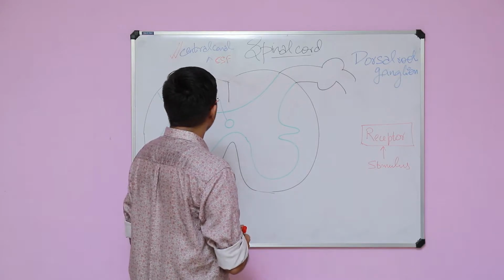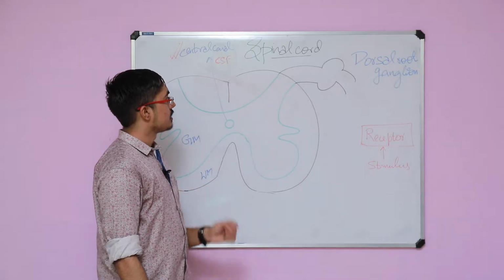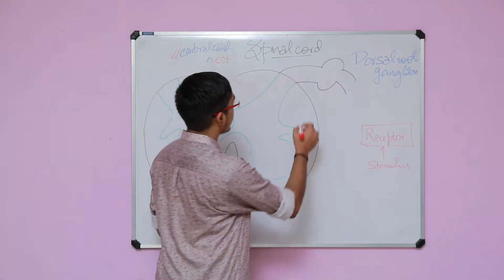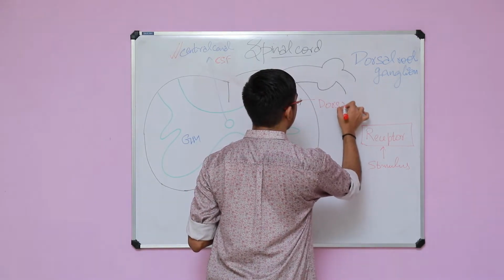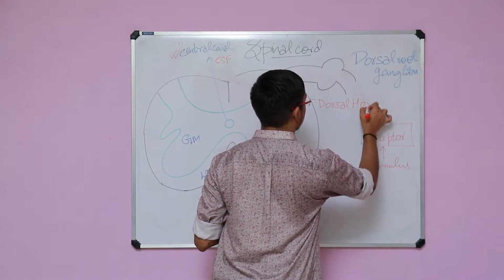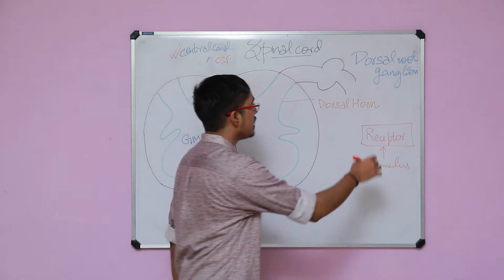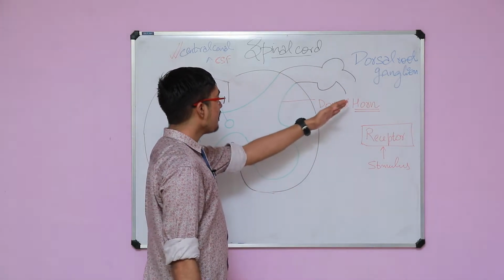Right? So if you talk about the grey matter over here, this structure looks like a horn. So we call this particular structure the dorsal horn of the spinal cord. See, this is the dorsal horn of the spinal cord. It looks like a horn, right? That is why it is called the dorsal horn of the spinal cord.